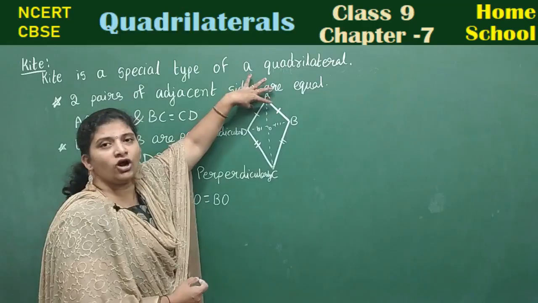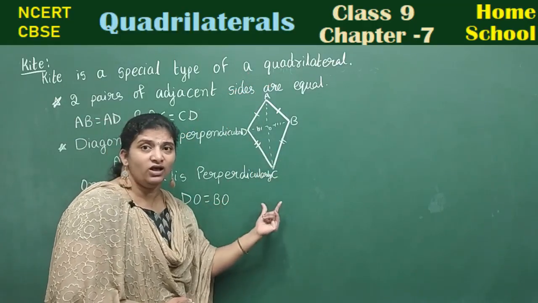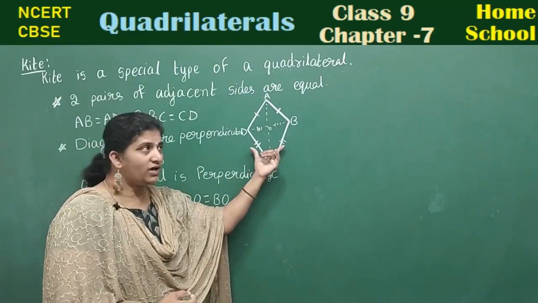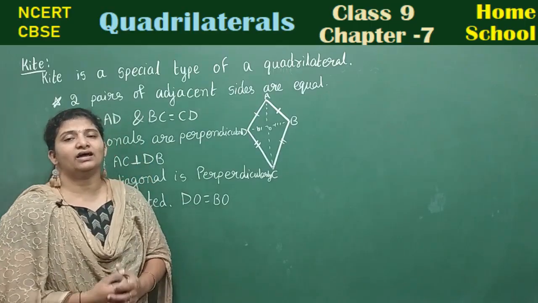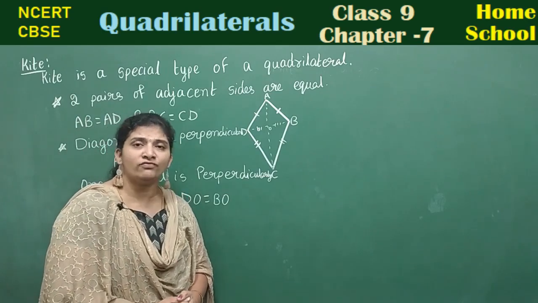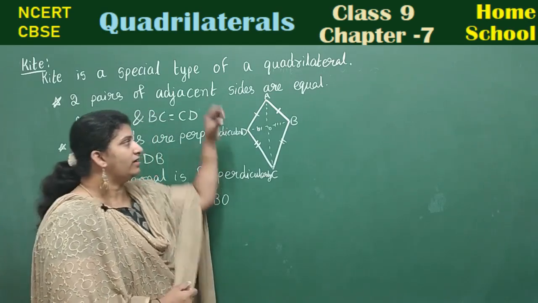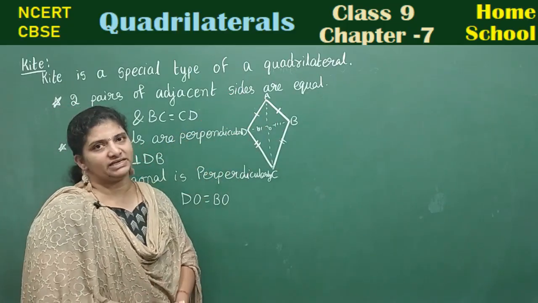That is, the top 2 sides are small and the bottom 2 sides are long. Have you observed, children? These 2 sides will be equal and these 2 sides will be equal. In a kite, the adjacent sides are equal. How many pairs of adjacent sides? 2 pairs of adjacent sides are equal. That is, AD is equal to AB and DC is equal to BC.